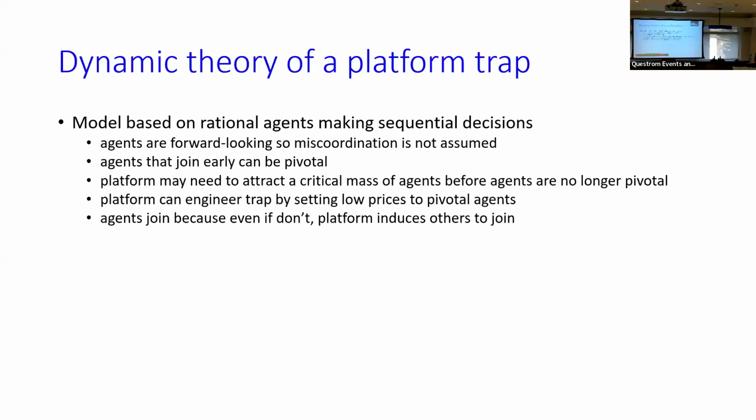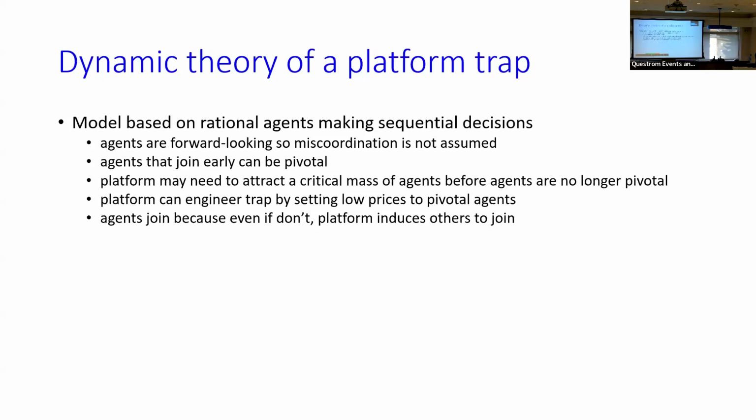So the logic of the dynamics is the following. Again, the model has rational agents. We're not assuming any kind of irrationality. The agents make sequential decisions. So the platform approaches one agent at a time and makes them an offer to join the platform. And the point is, the platform can price discriminate, right? So the earlier agents, if you think about the graph that I showed, are more important to attract for the platform because that determines whether the platform builds network effects. Once I've got a sufficient number of earlier agents, now I can start increasing prices, right?